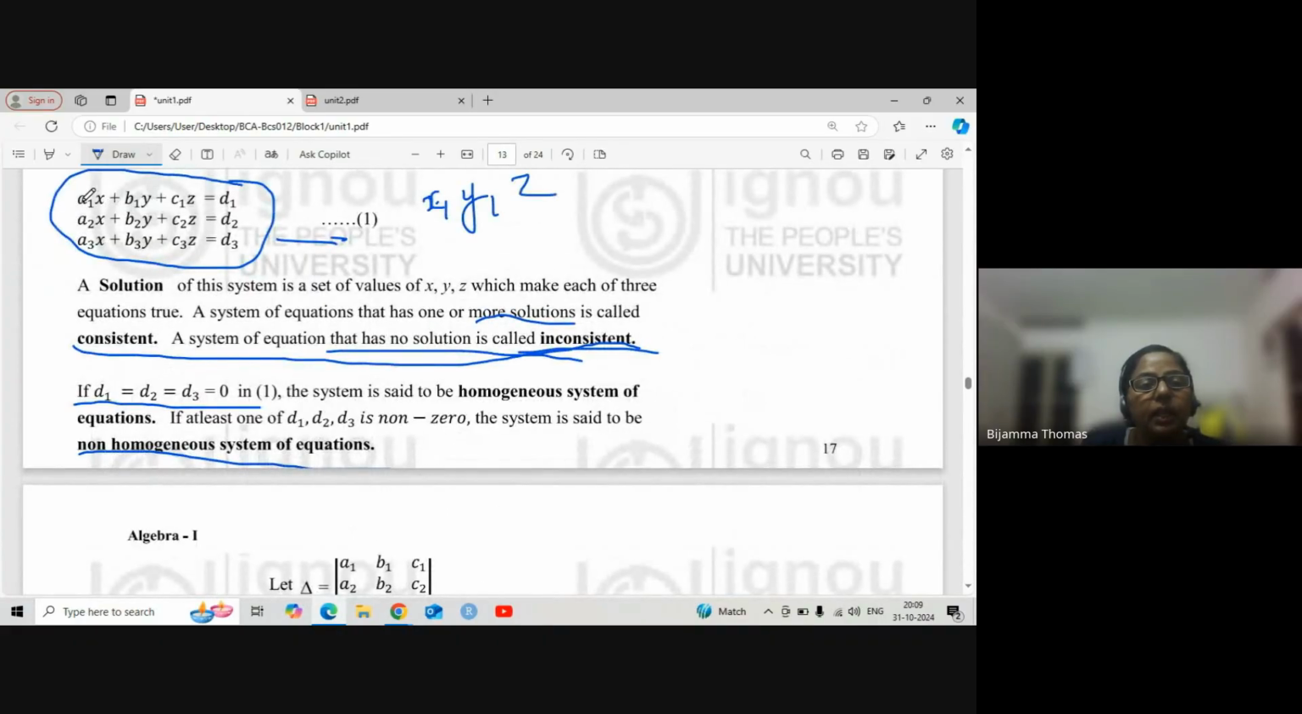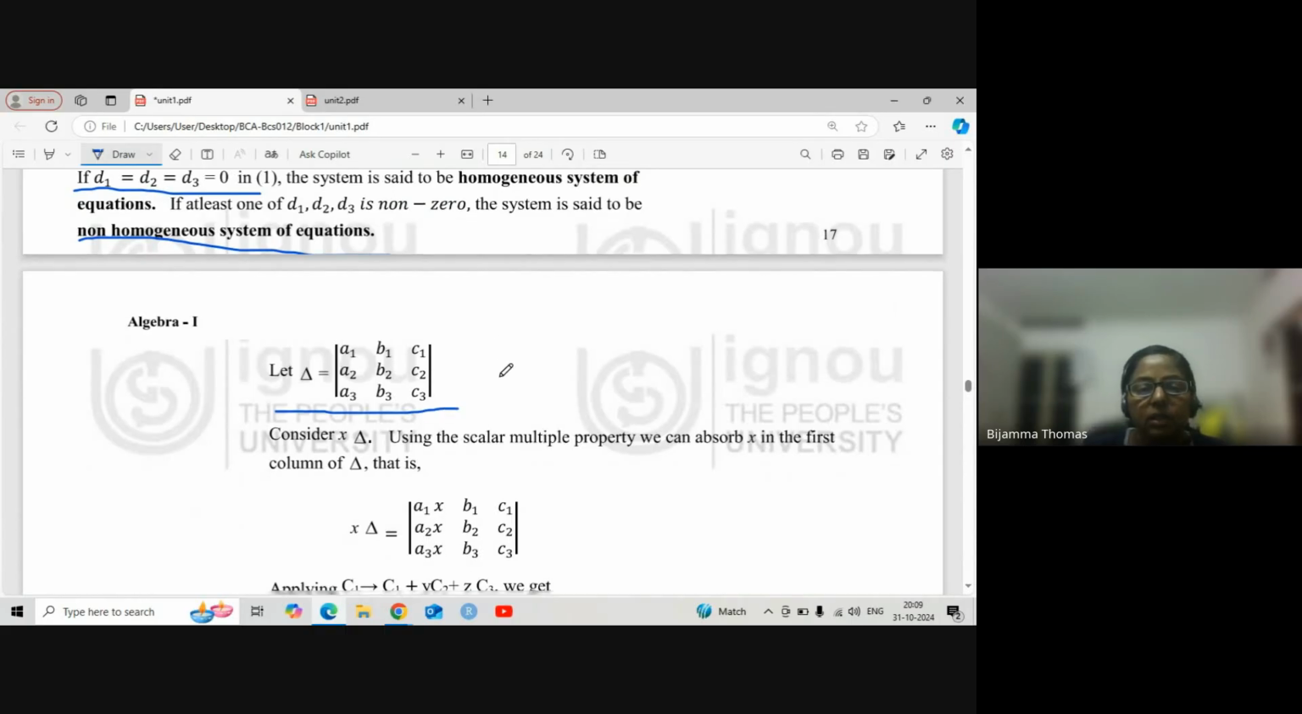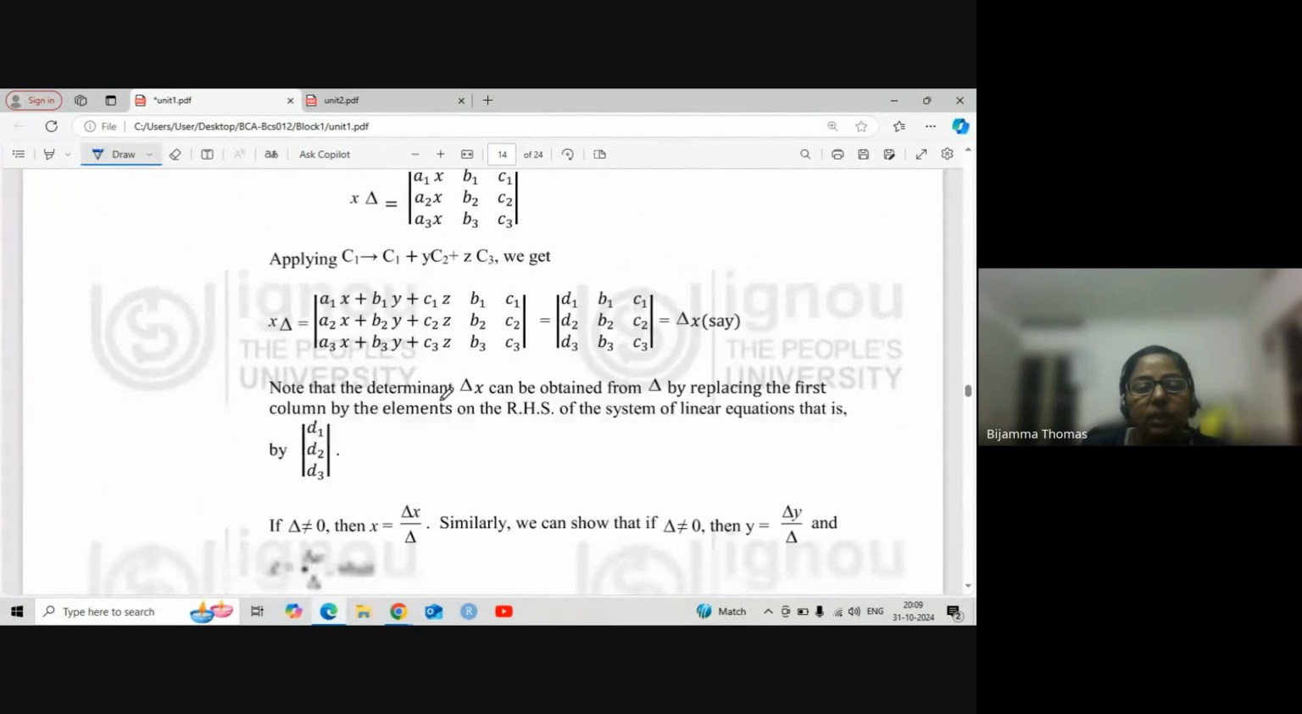Now come to the determinant part of the given equations. The coefficients are a1, b1, c1, a2, b2, c2, and a3, b3, c3. These are known as the coefficients of the variables, and these are the right hand side constants. So the delta, that is the corresponding determinant, will be a1, b1, c1, a2, b2, c2, a3, b3, c3. These are the coefficients corresponding to the first equation, second equation, and the third equation.